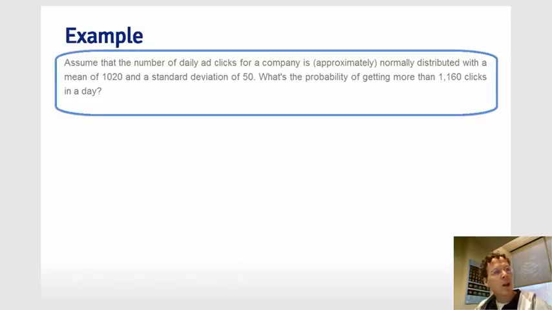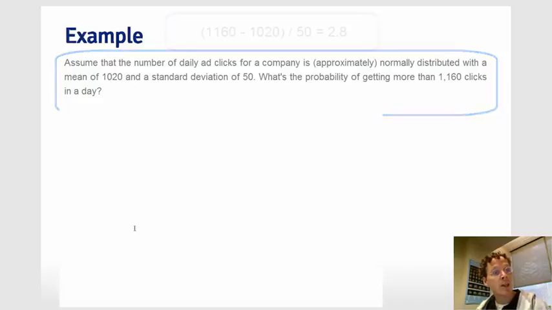Let's assume that days are sort of a random sample of days, and that if we're talking about a specific day, it's a draw from this general distribution. What's the probability of getting more than 1,060 clicks on a given day?